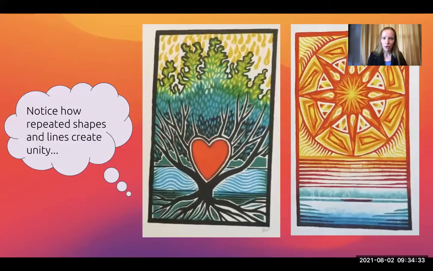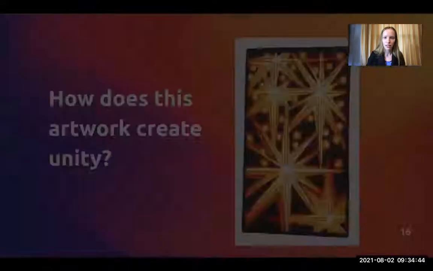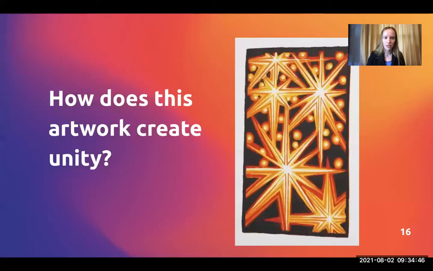So we're thinking about unity when we're looking at his prints. Notice how in his artwork, there are repeated shapes and lines that create unity. And we can see that in a lot of his images. How does this image create unity? What do you think? Pause for a second, think about it. What do you see and notice in this image that can create unity? Remember, unity is how the whole picture is working together and looks like it belongs together.